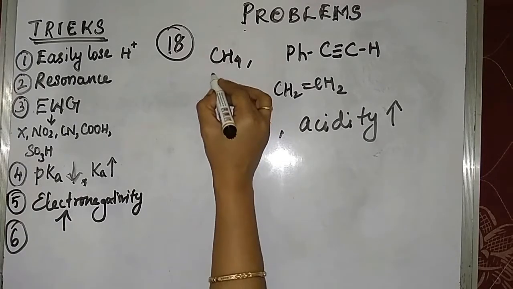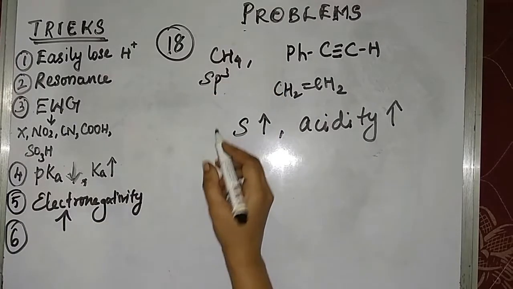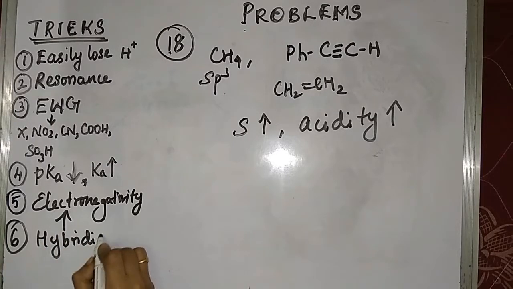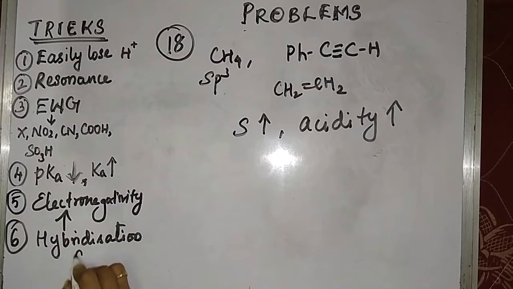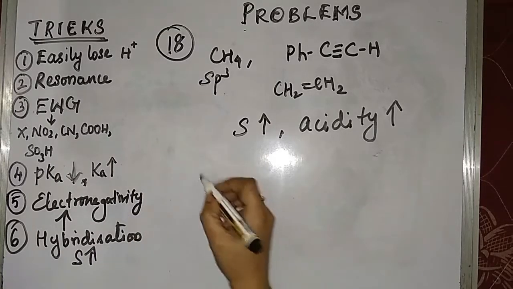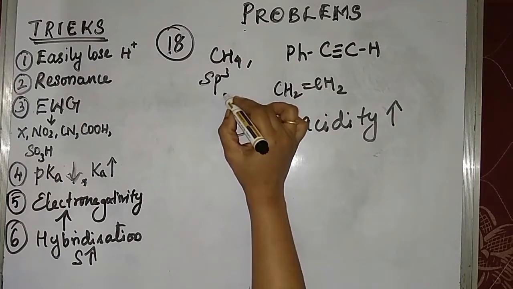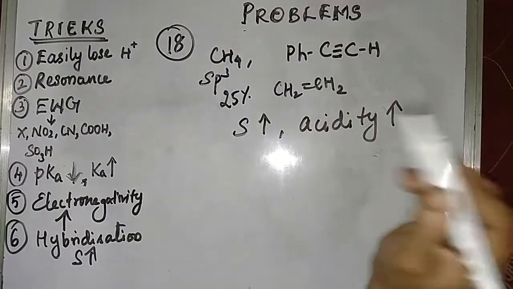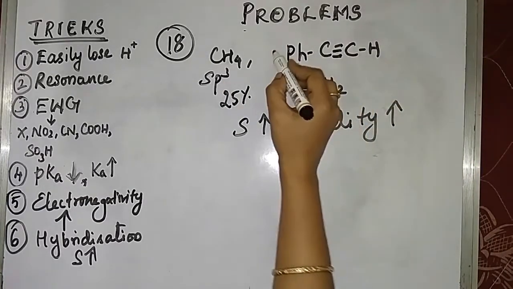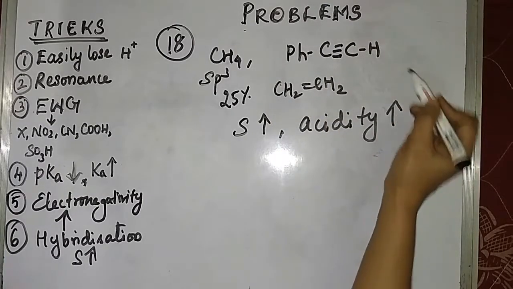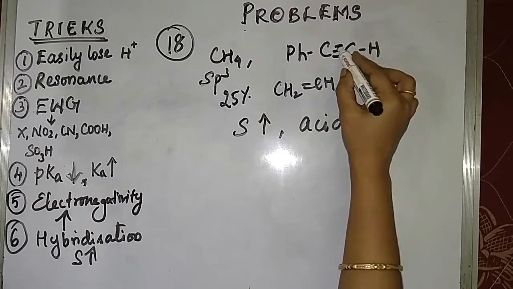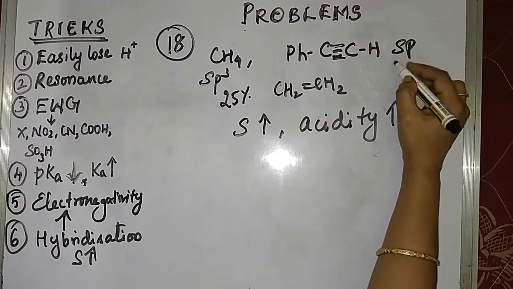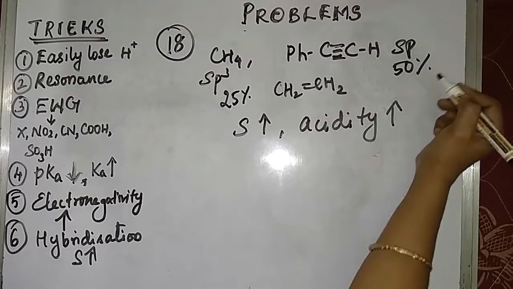Here, if you see, this is sp3 hybridization. If you compare the hybridization, increasing the S character increases the acidity. Here the S character is nearly 25%, and the remaining 75% is p orbital. Here, in the second compound, a triple bond is there. So what is that? sp hybridization. So sp hybridization means 50-50, so the S character is 50%.